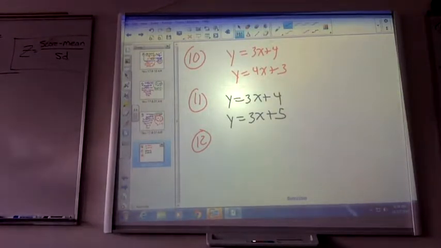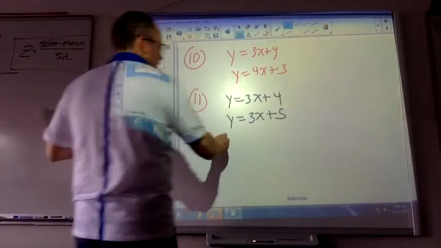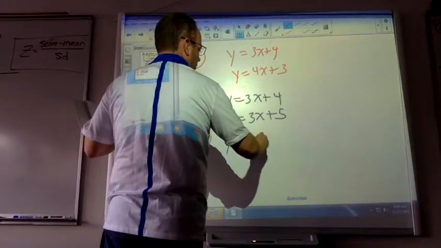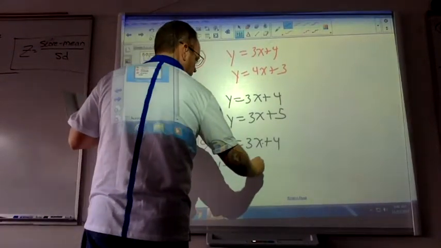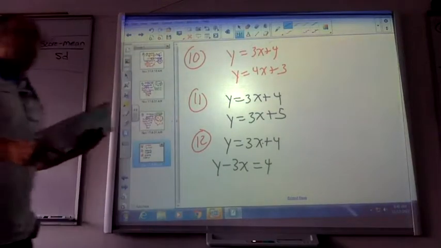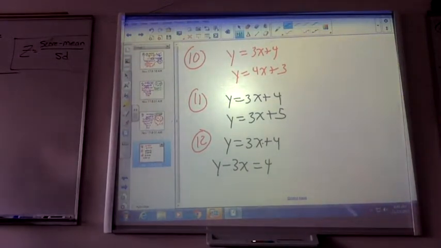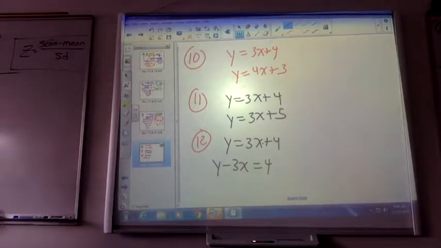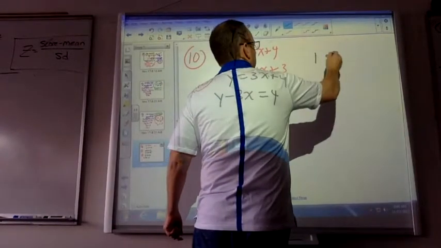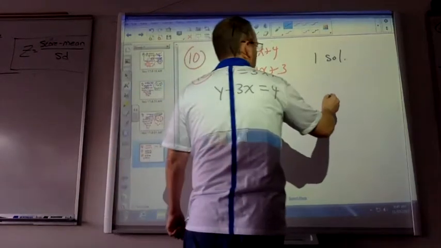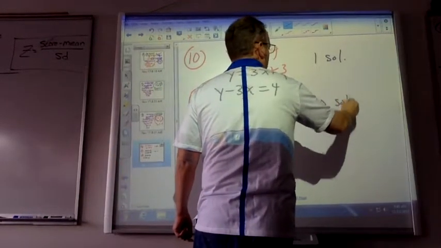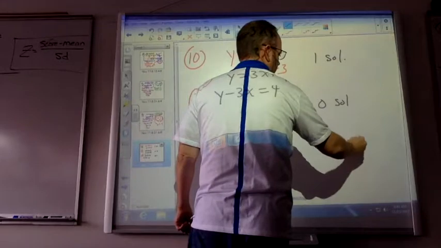I don't have any solutions with parallel lines. How do I write one with infinitely many solutions? So let's take that and watch this. Are those the same equation? They are. The bottom equation, I just subtracted 3x to bring it over. So that's infinite. So one solution here. No solution here. An infinite solution here.